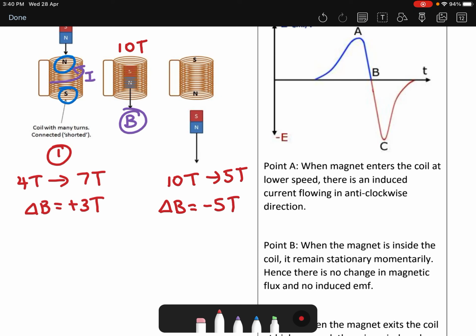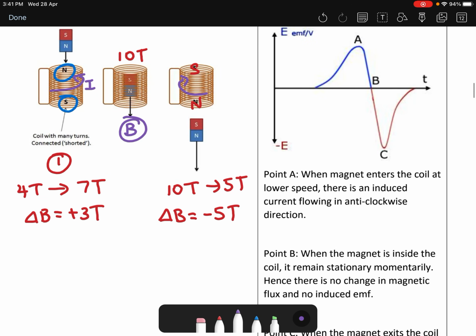So the coil wants to attract back the magnet by inducing a north pole right here and a south pole right here. If you use the right hand grip rule, the current will flow in this direction, the clockwise direction. This is clockwise, and the earlier one was anti-clockwise. You notice that the induced current for case number 1 and case number 3 are flowing in opposite directions.